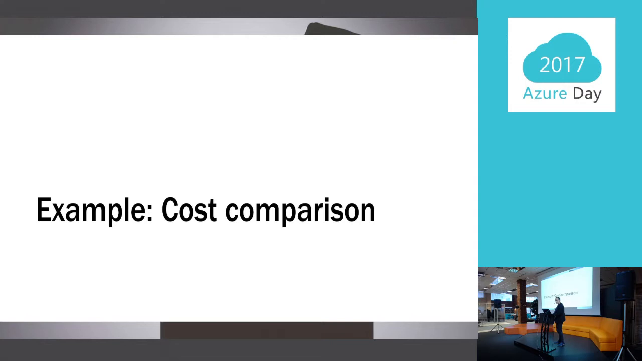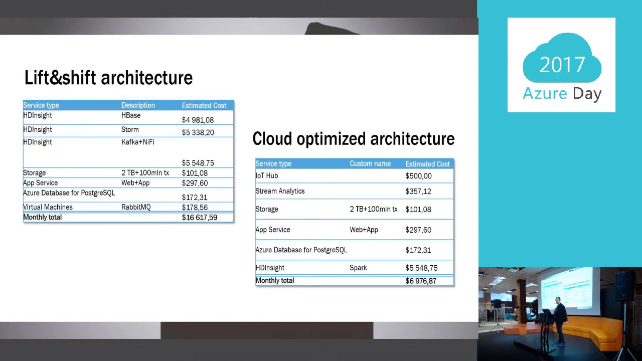So to finish, a very quick cost comparison that I've done for the first of those cases. If you stick to the infrastructure, take it as it is, lift and shift, and put it into the system, this is, by the way, list prices, right? So I'm not talking about any discounts.